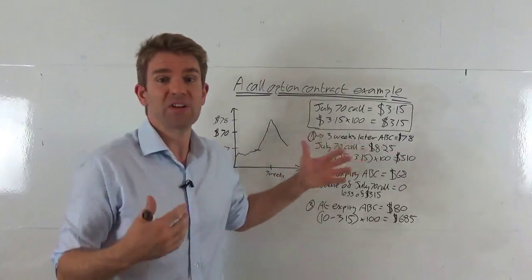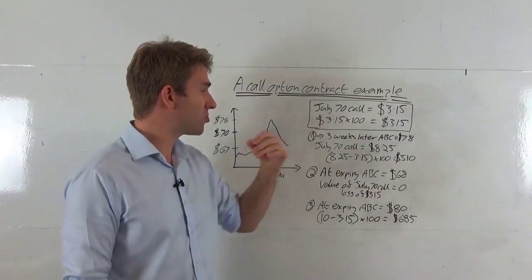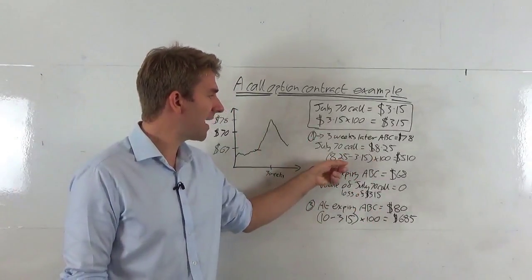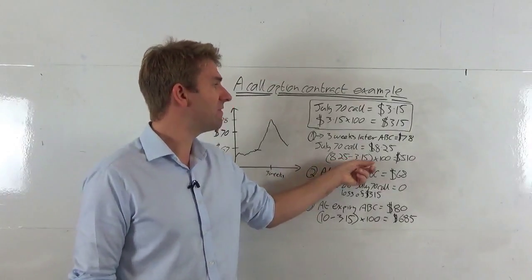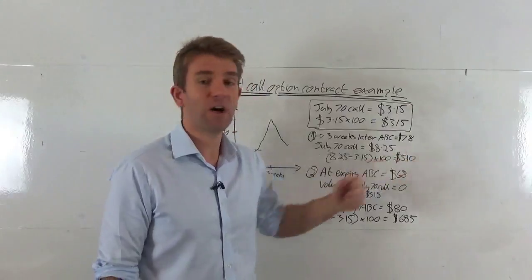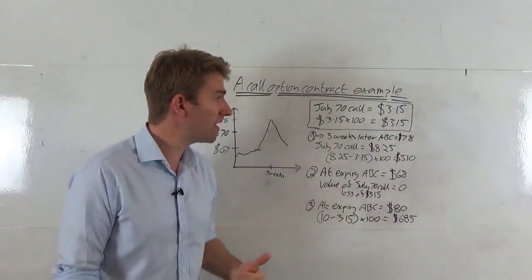So just for that example, you could decide to close that option if you wanted to, and if you sold back your one call option, you'd get $8.25 for it, minus the $3.15 cost to buy the option, times the 100, you've made yourself $510 profit. So this is quite a decent return on your investment, right?